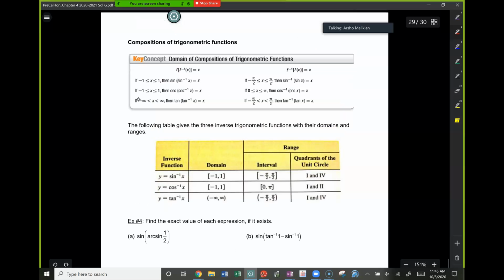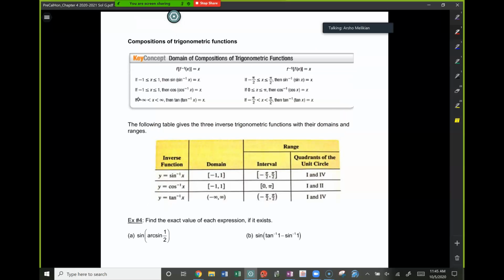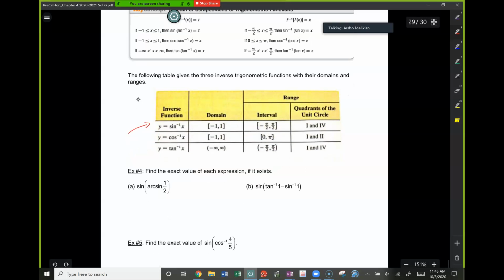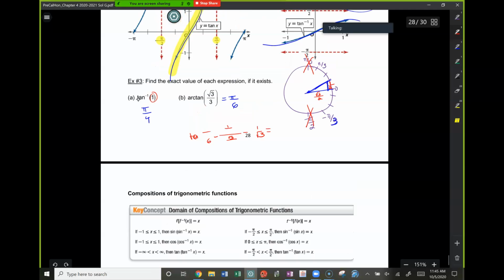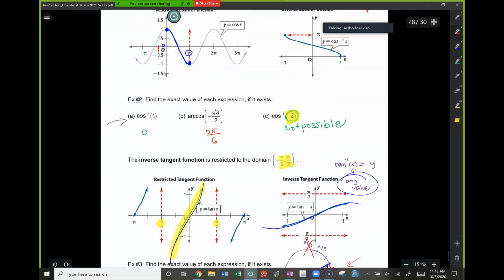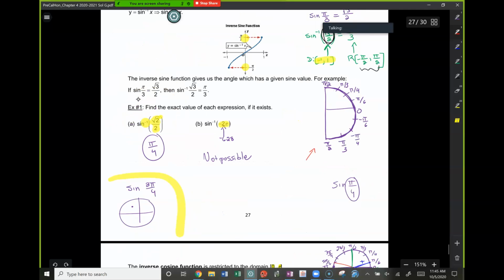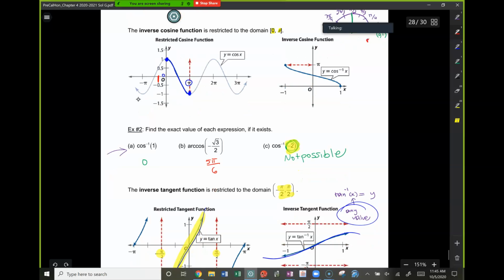So these are just different charts that summarize. This chart is from another book, which I find kind of helpful. It tells you what quadrants each of the inverse sine and inverse tangent exist in. I also find that when you draw them like this, those are also helpful for students, right? Like these things here.